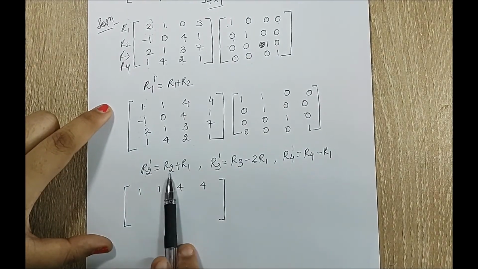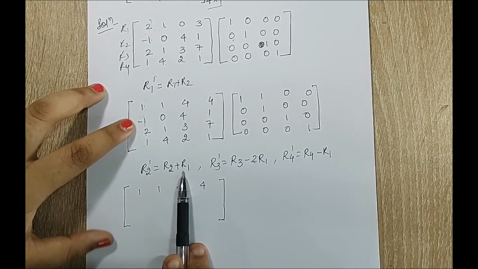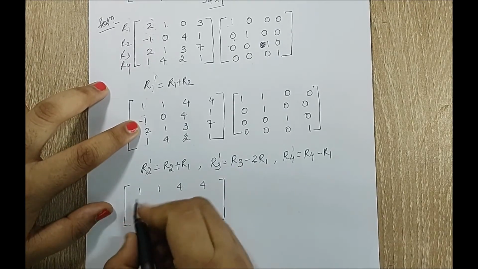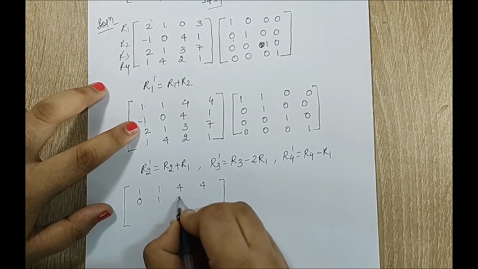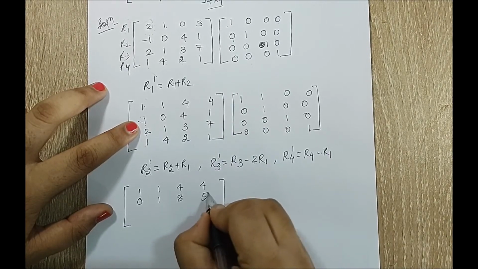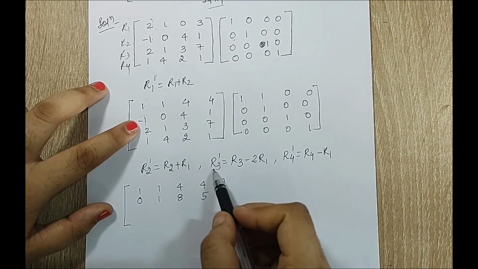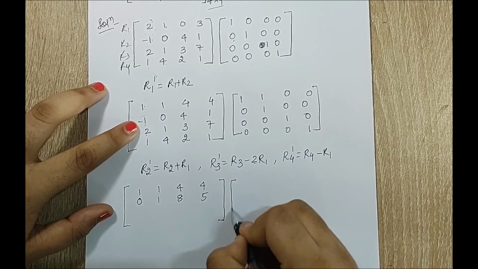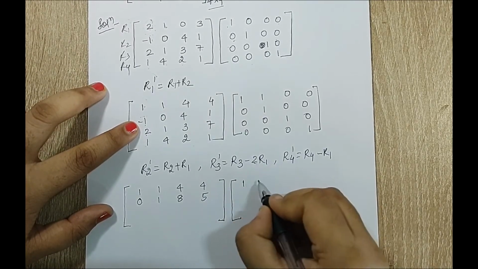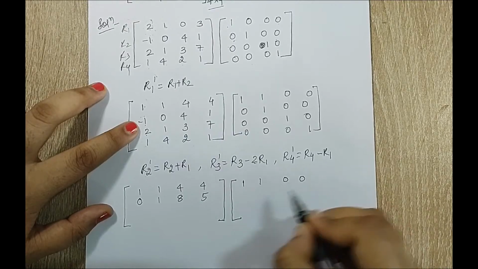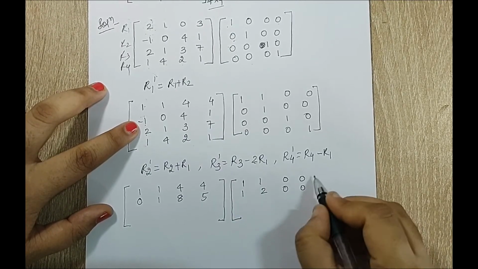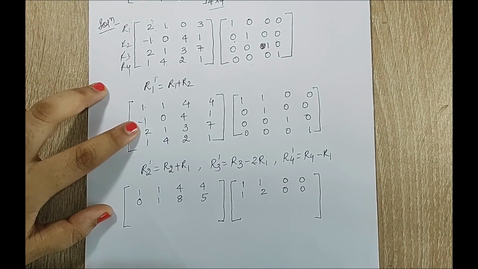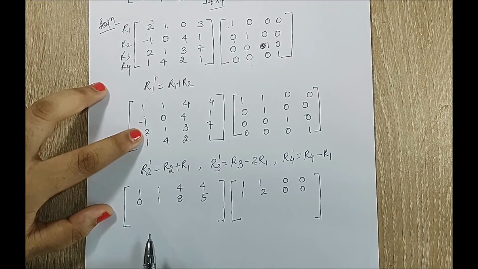Second row will become R2 plus R1. So here I am going to add these first values. So the first number is 0. Next I have this matrix. I will simultaneously write for this one as well, 1, 1, 0, 0. So this becomes 1, 2, 0, 0. Next, I'll write for this value R3 dash.